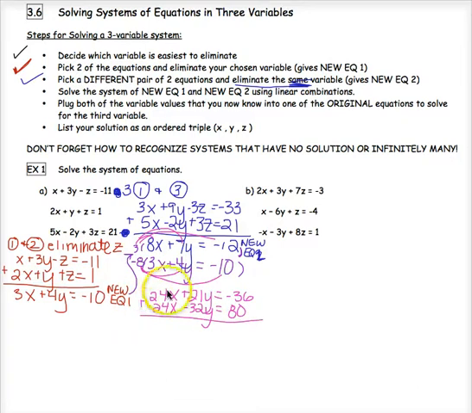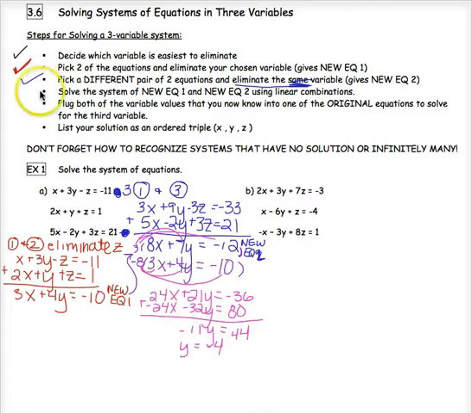So add, my x's are going to drop out. 21y plus negative 32y is going to give me negative 11y equals, and negative 36 plus 80 should give me positive 44. So now divide by negative 11. You should get y equals negative 4.